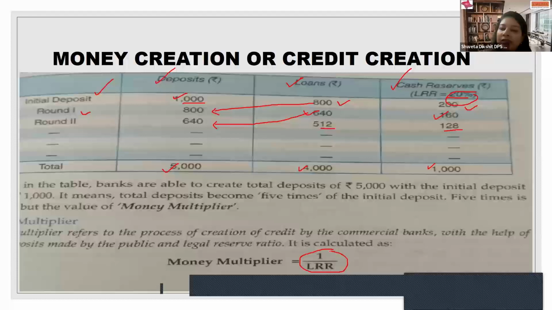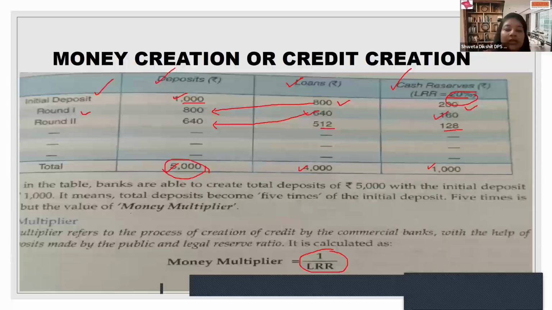So 1 upon LRR means 1 upon 20. You can see here the LRR is 20%. So 1 upon 20 is equal to 0.5, and this much maths is very well known to you, multiplied by 100 because it is in percentage. So the LRR is claiming that the money will be multiplied 5 times, and 5 times of 1,000 is 5,000. So the final amount is 5,000.